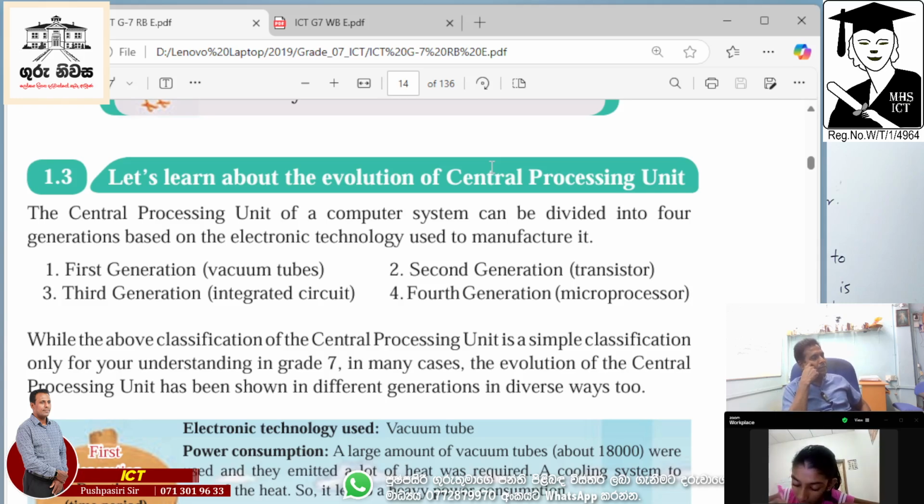We can categorize the CPU generations based on technology as following.